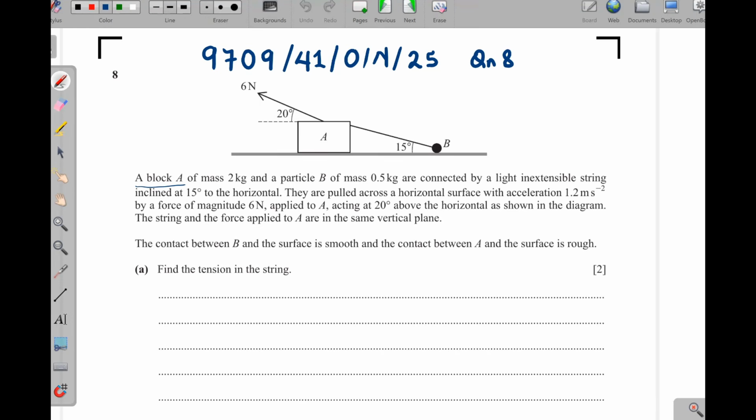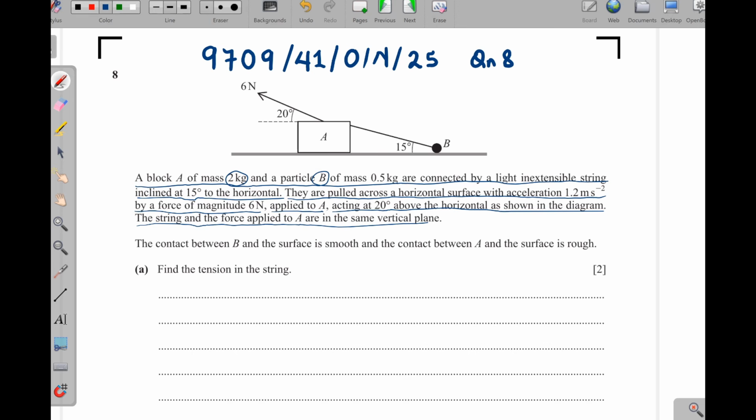Question 8. A block A of mass 2 kilograms and a particle B of mass 0.5 kilograms are connected by a light inextensible string inclined at 15 degrees to the horizontal. They are pulled across a horizontal surface with acceleration 1.2 meters per second squared by a force of magnitude 6 newtons applied to A, acting at 20 degrees above the horizontal as shown in the diagram. The string and the force applied to A are in the same vertical plane.